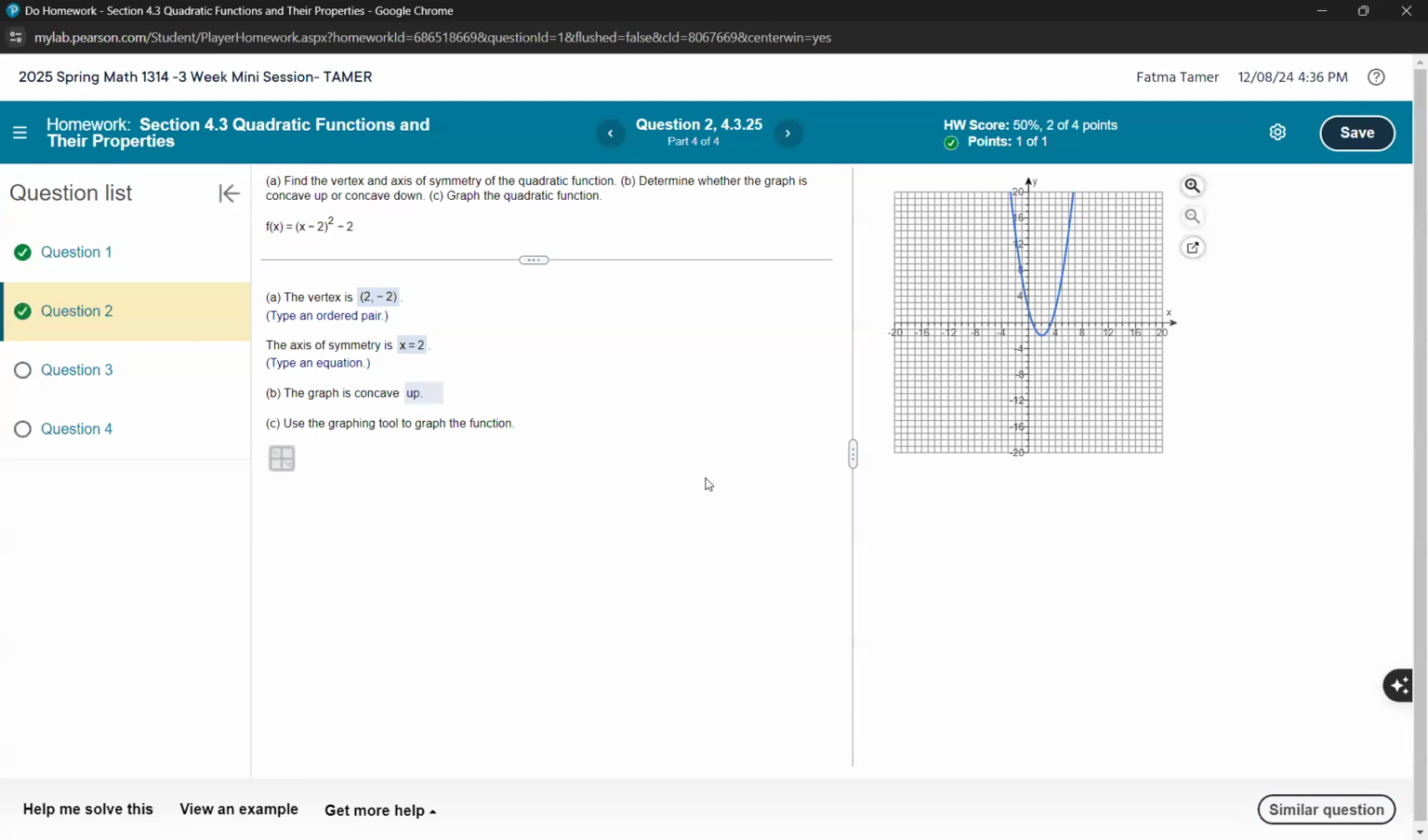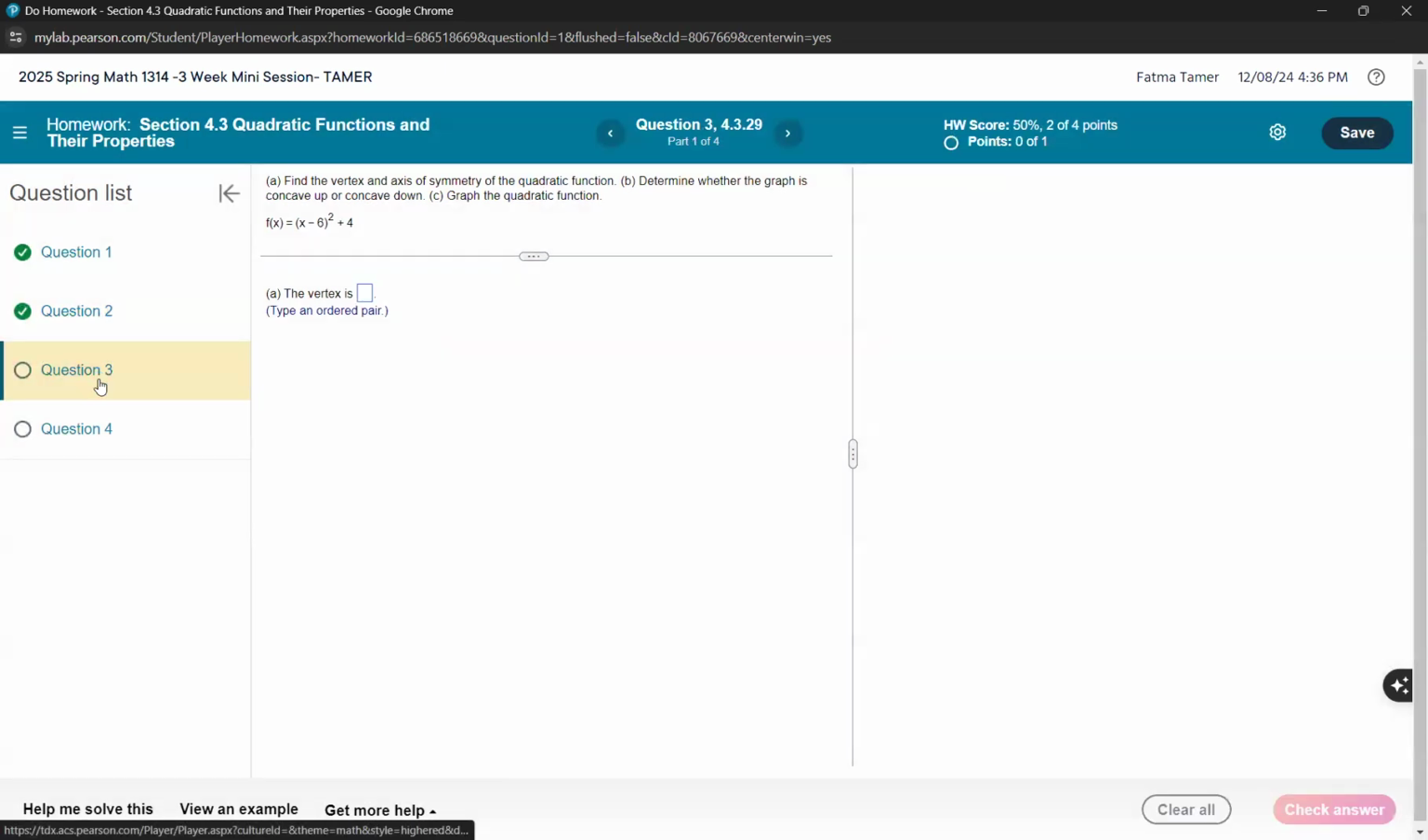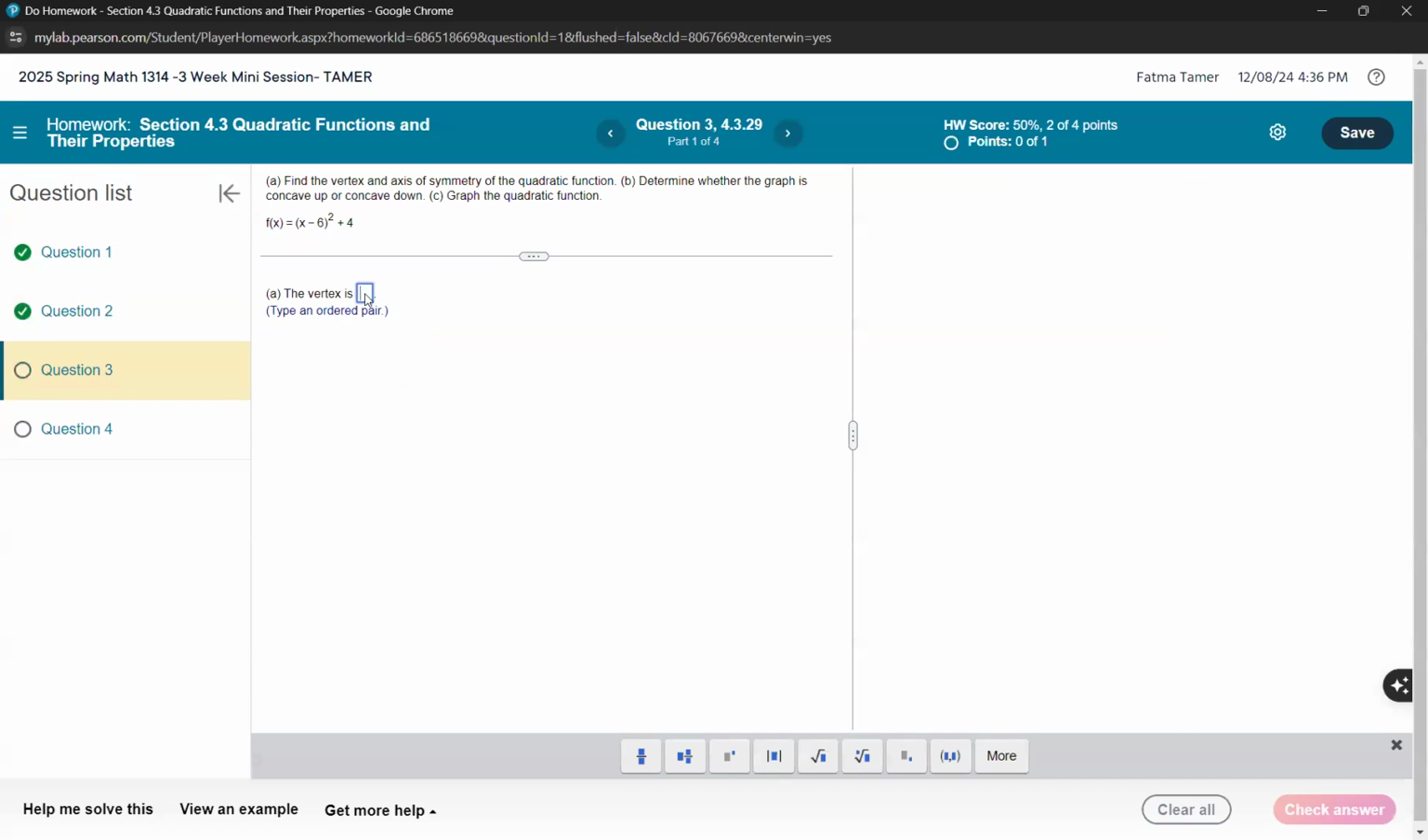And then after the graphing is done, we can move to the third question, which will be a very similar one. We just have a different function now, (x minus 6) squared plus 4. So the vertex will be an ordered pair, so it's a turning point. The H value is 6, and then the k value is 4. So the vertex is located at (6, 4).